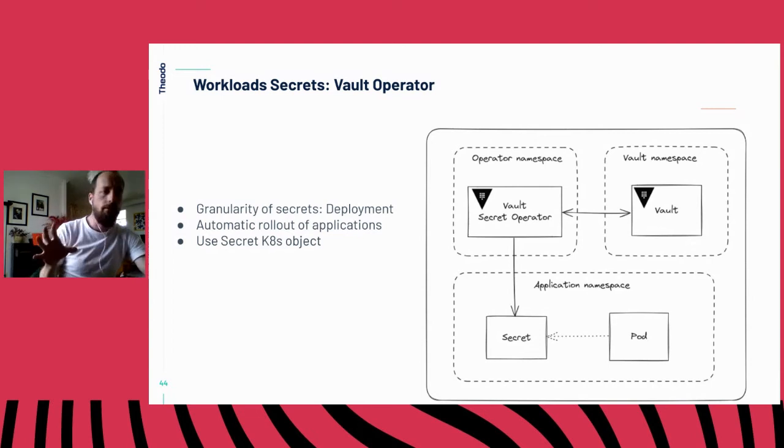So it will detect this rotation and roll out your deployment. If you have multiple occurrences of your application, the old ones will still have active connections with the old password, it still works, and the new ones will start using the new credentials. So this is working nicely. The only problem is that it is using a secret object, just as external secrets. So the granularity of your secret is a deployment. Every pod of your deployment will use the same secret.